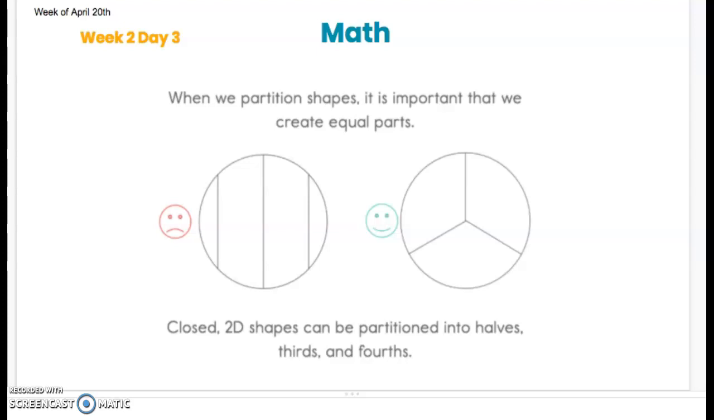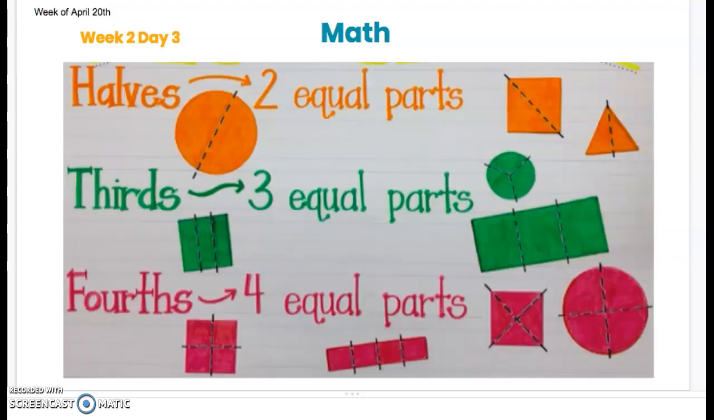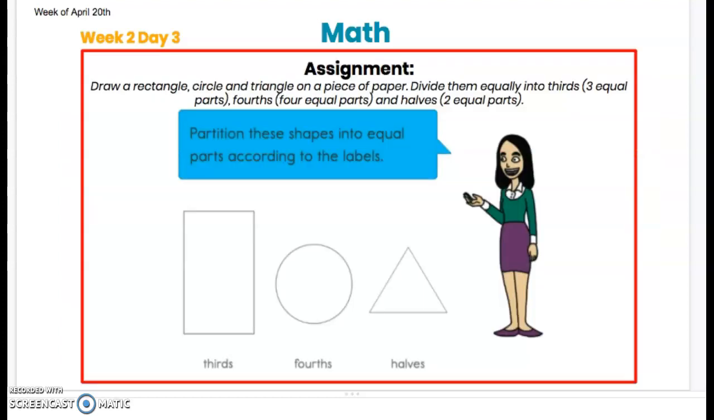Okay, after that, I want you to look at some common ways to partition halves, thirds, and fourths. The next slide is your assignment. You are going to partition these shapes. You can draw them on a piece of paper and fold them, or you can use a pencil to draw your partitioning lines in between each shape.